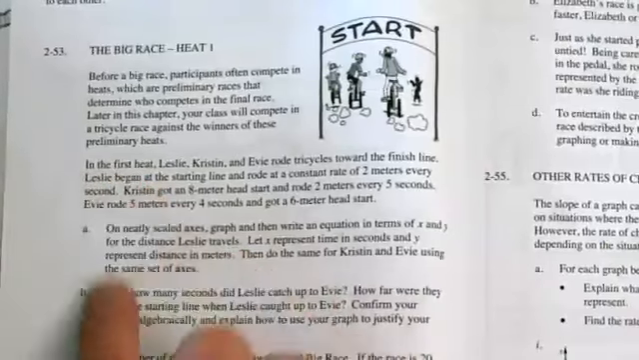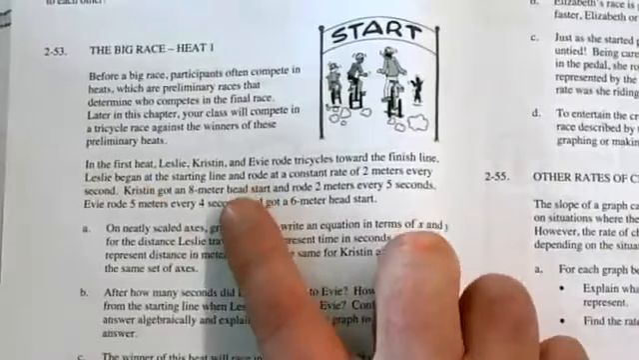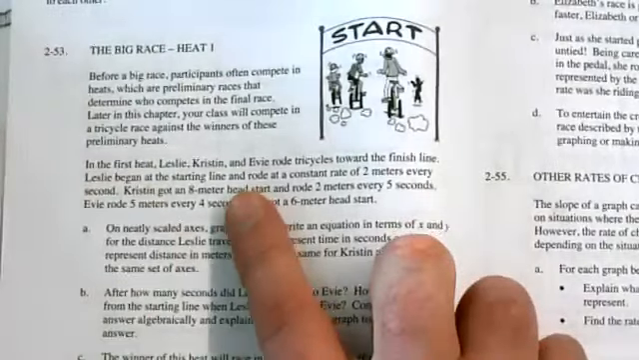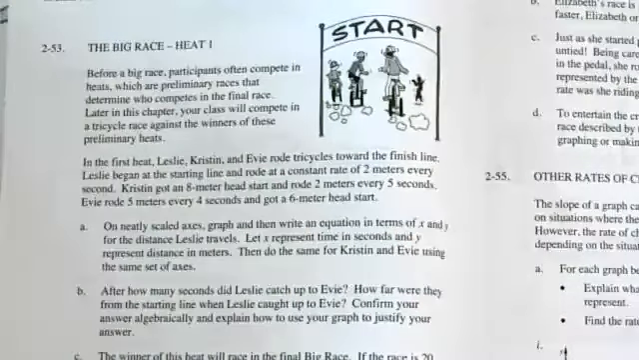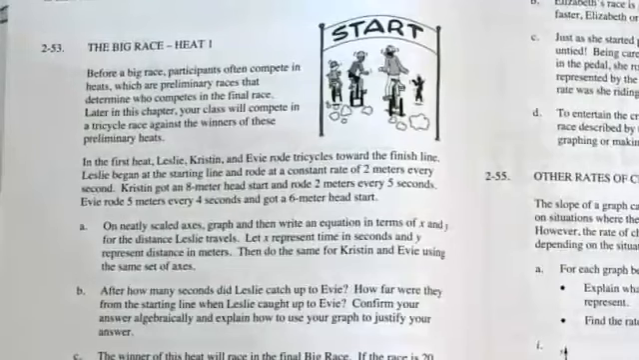In the first heat, Leslie, Kristen, and Evie both pressed goals towards the finish. Leslie began at the starting line and rode at a constant rate of 2 meters every second. Kristen got an 8-meter head start and rode 2 meters every 5 seconds. Evie rode 5 meters every 4 seconds and got a 6-meter head start. All right, thank you so much for that.